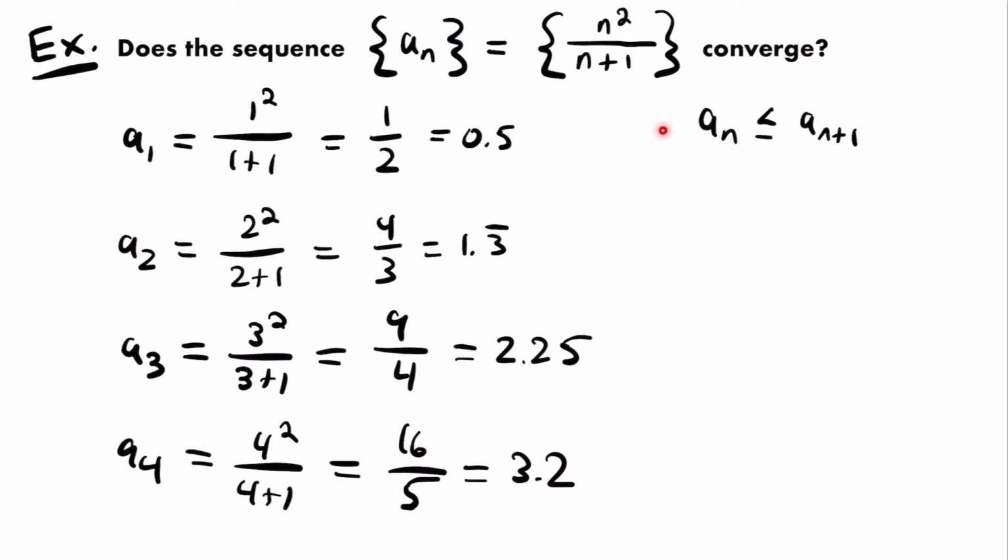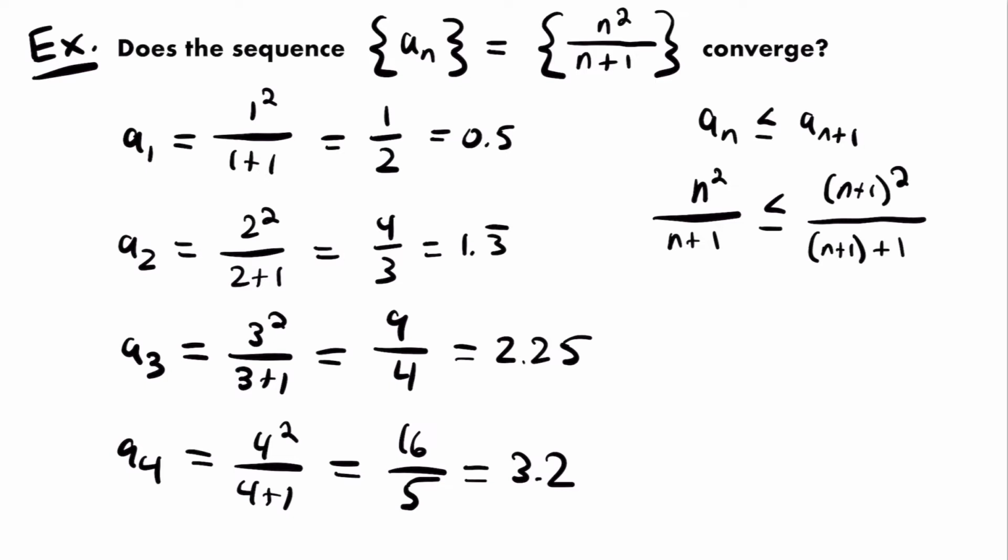That next term should be bigger than the previous term. And so a sub n is n squared divided by n plus 1. So we have n squared divided by n plus 1, and that will be less than or equal to a sub n plus 1. And so if we replace n in our sequence with n plus 1, we will have n plus 1 squared in the numerator divided by n plus 1 plus 1. All right, so now if we simplify a little bit, n plus 1 plus 1, those 1s are just going to combine, and so we'll have a denominator of n plus 2.